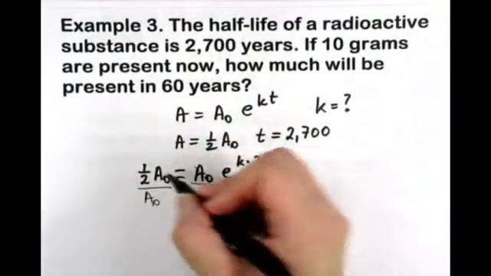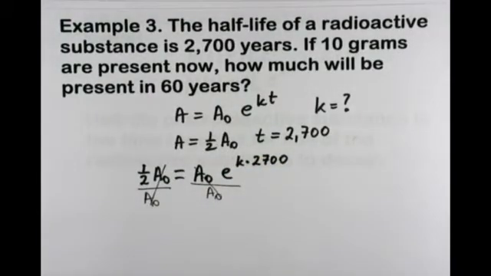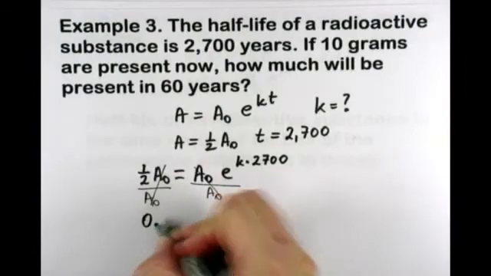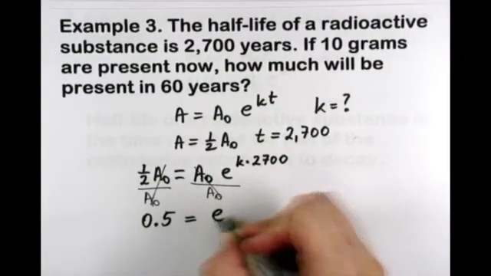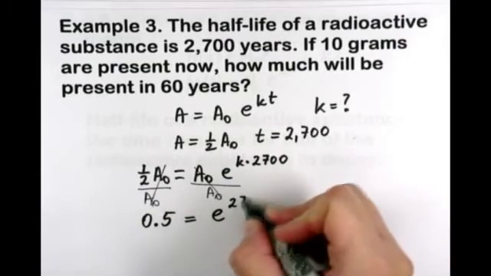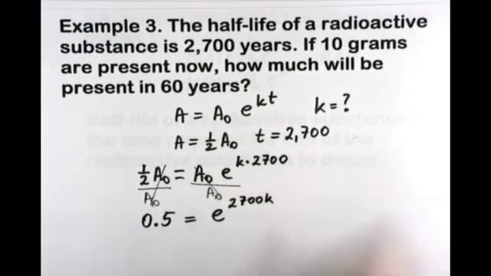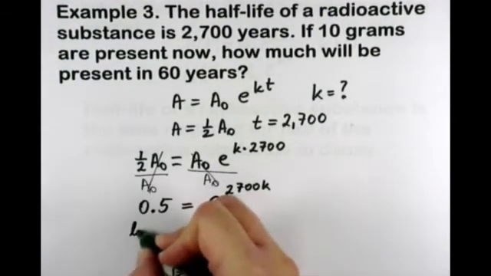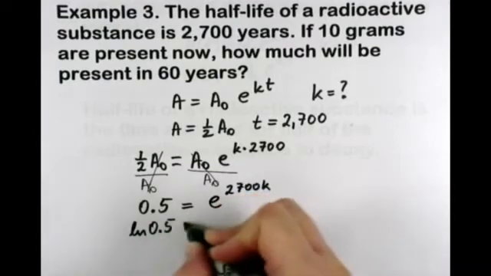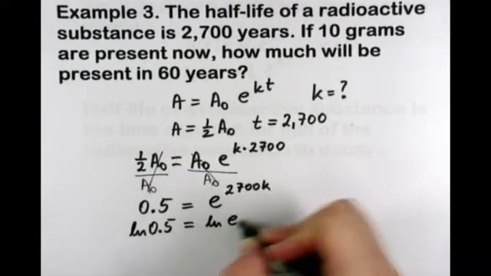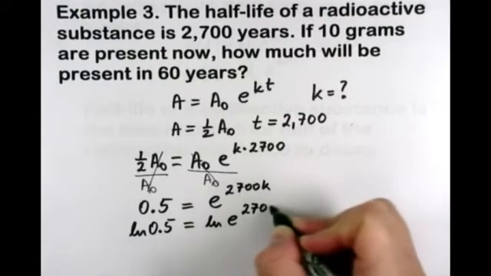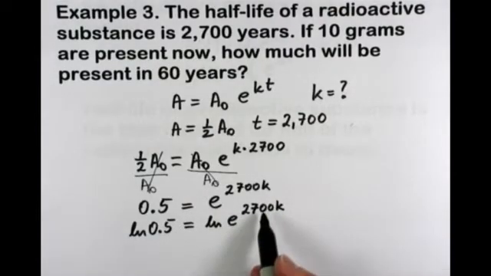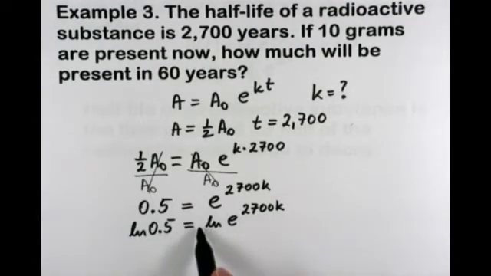So this A0 cancels out. And I'm going to write 1/2 in decimal, that is 0.5. It's equal to e to the power, I multiply, so it's 2,700K. Now we want to bring that K down, so I need to take log of both sides. ln 0.5 is equal to ln e to the power 2,700K. By the property of log, the exponent can go in front.